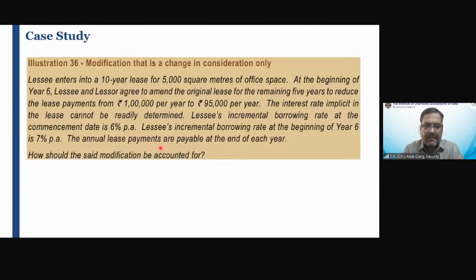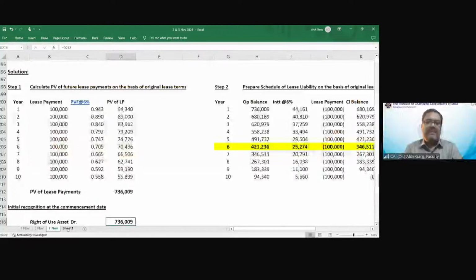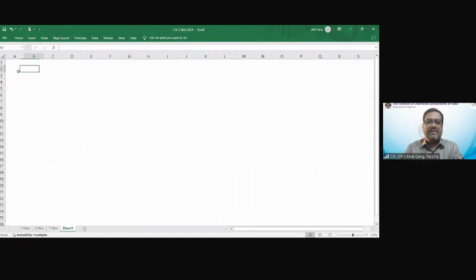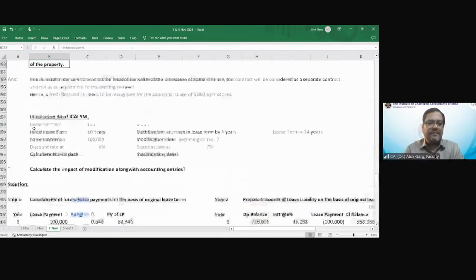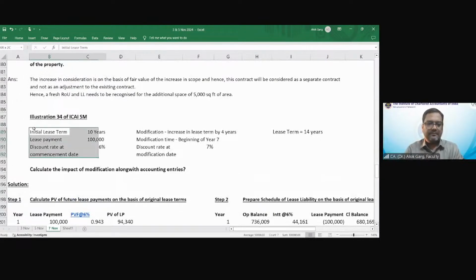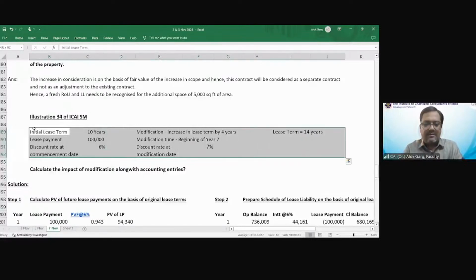Illustration 36. Yes, is the Excel file visible? Okay. Now what is given in the question? Let me put these things down for my illustration number 36.